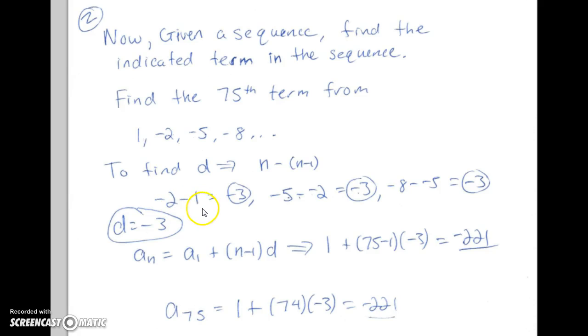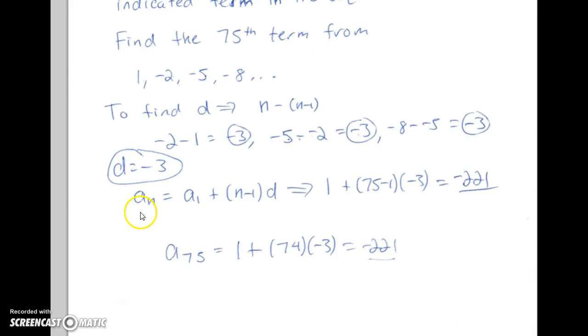Negative 2 minus 1 is negative 3. Negative 5 minus negative 2. Negative 5 minus a negative ends up being a plus, and that gives us negative 3. Negative 5 and positive 2 is negative 3. Negative 8 minus negative 5, term minus the preceding, is negative 3. So negative 3, negative 3, negative 3. Looks like an arithmetic sequence to me. D equals negative 3. Okay?